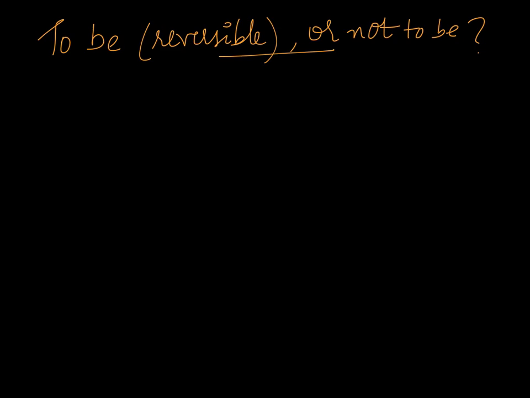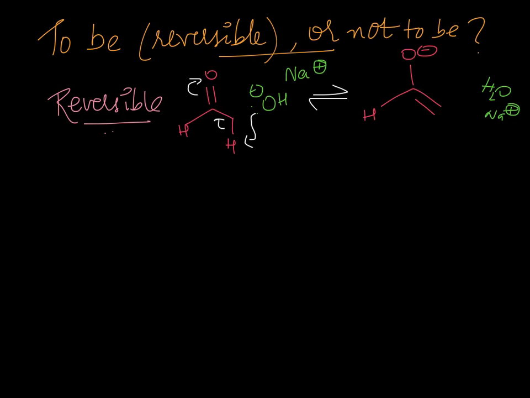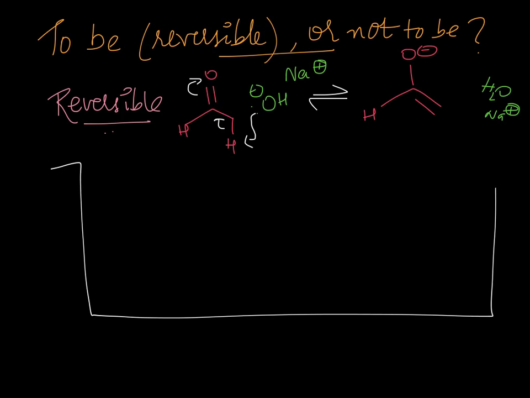But wait a second, didn't we talk about reversible and irreversible enolate formation? How does that work? So let's start with reversible. And here's the example reaction we talked about. So let's say you have this big beaker where this reaction is happening.